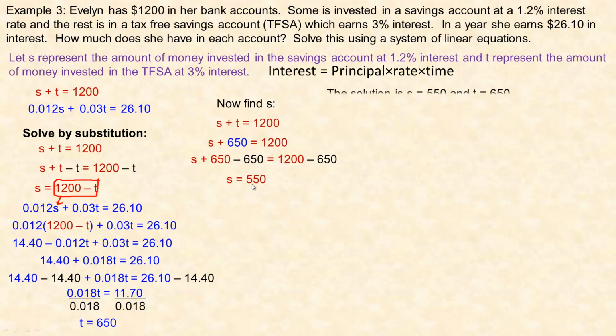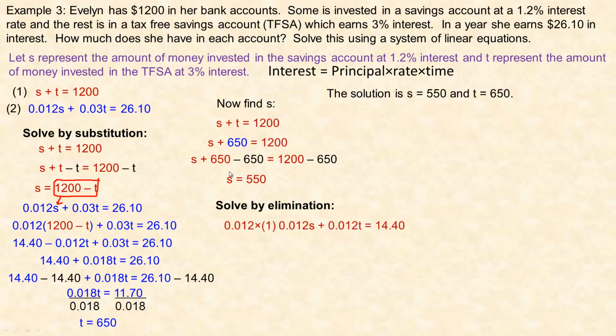Now, if you want to instead solve by elimination, so that's my solution. I'm going to call this equation 1 and this equation 2. And I'm going to eliminate the S term. So I want to get the same S term at the beginning of this one as I have at this one. So I'm going to multiply this equation by 0.012, and then I'll have a 0.012S here. So equation 1 times 0.012, so 0.012 times S would be 0.012S. Plus 0.012 times T would be 0.012T. And if I take 1,200 and multiply also by 0.012, I do get 14.4. Second equation does not need to be multiplied by anything at all.